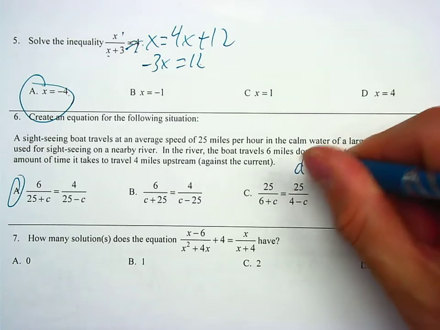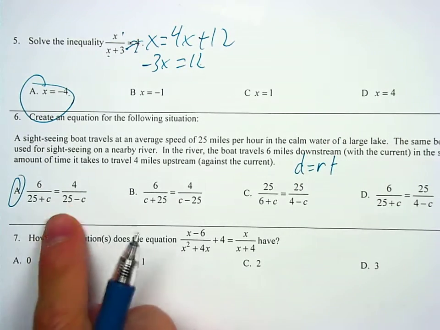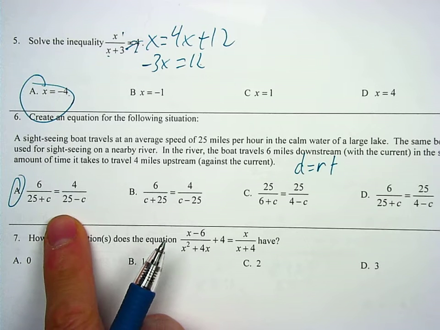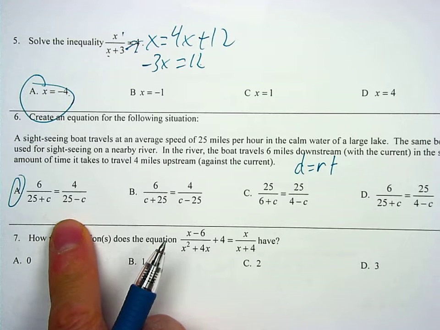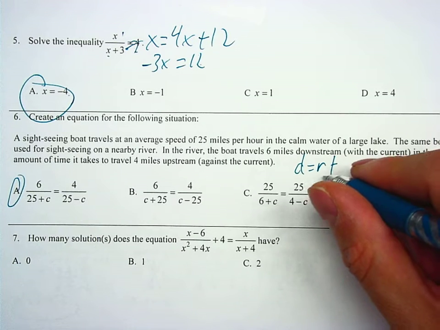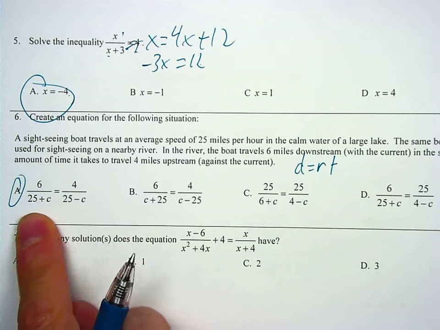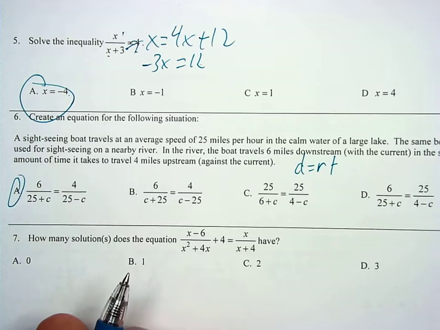In other words, d is equal to rt. And what I have here is both of these solved for time. Time is equal to distance over rate. The distances being 6 and 4, and the rates being 25 plus the current and 25 minus the current.